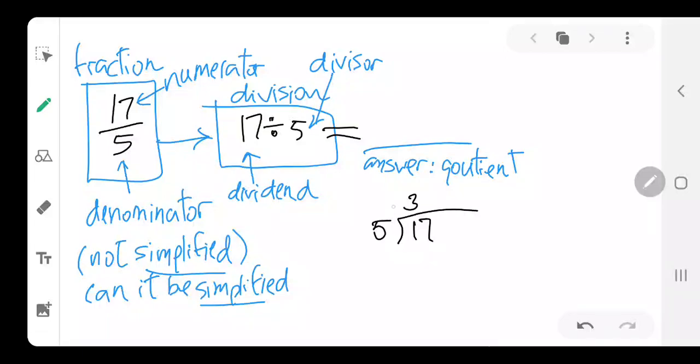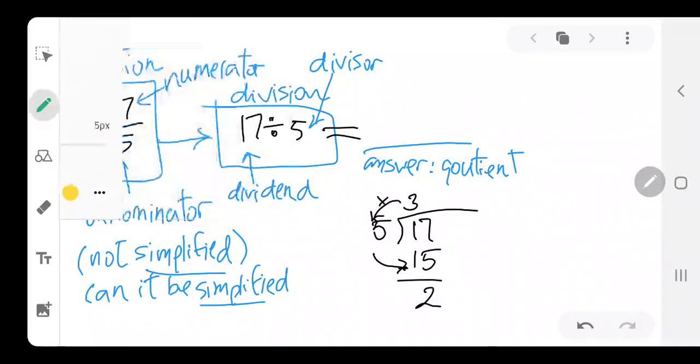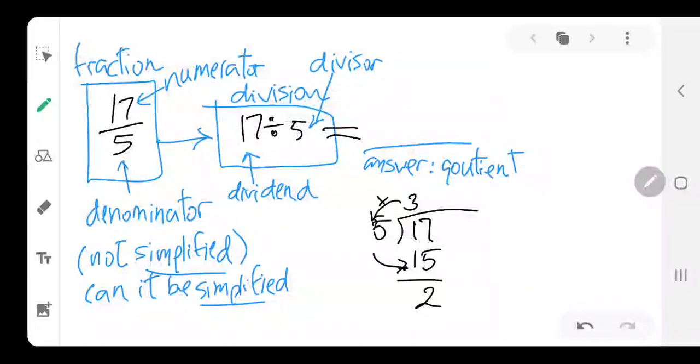Now what you do with the quotient is you multiply the quotient times the divisor, and then you write it underneath here. That's it. And now you can subtract the product from the dividend, and that's going to give you 2. And this 2 also has a name. You can't divide 2 by 5, right? You get an even smaller fraction, which is a decimal. So this also has a name, and that is known as the remainder.